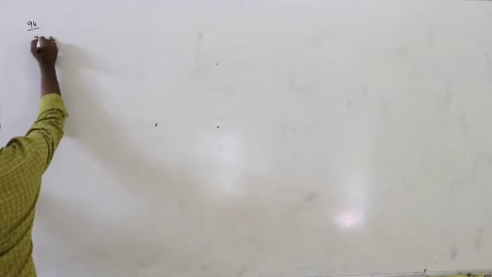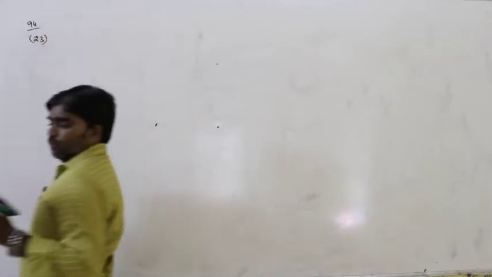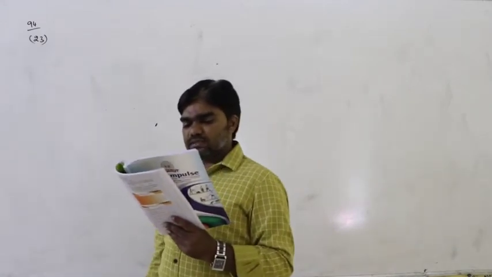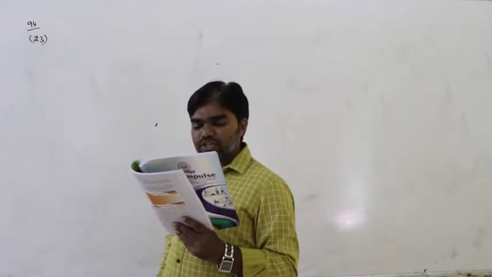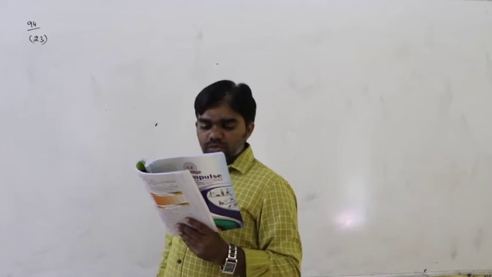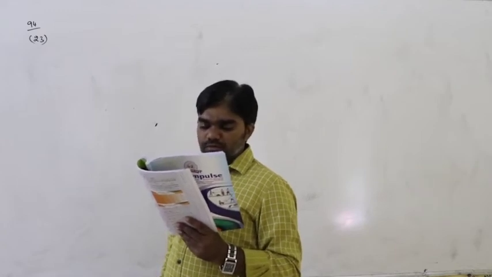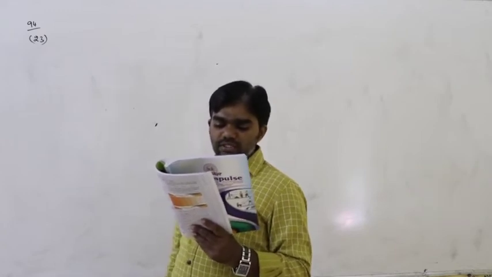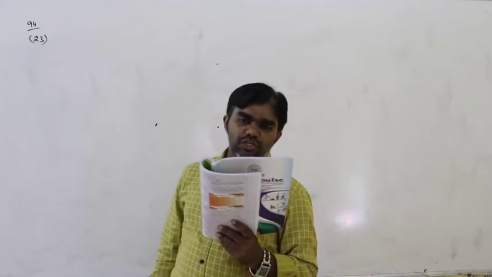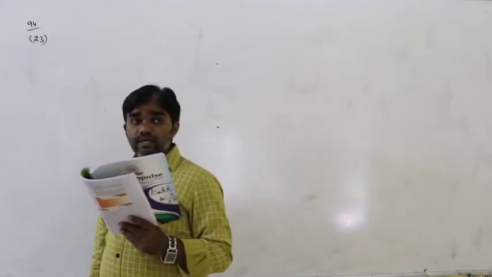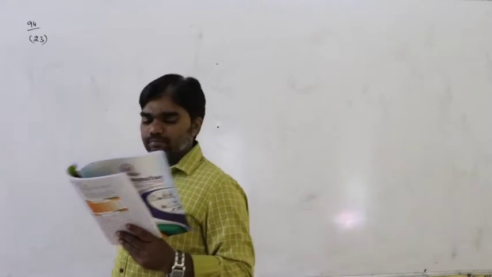So page number 94, question number 23. 1 mole of an ideal gas undergoes an isothermal change at temperature T so that its volume V is doubled. R is the molar gas constant. Work done by the gas during this change is.